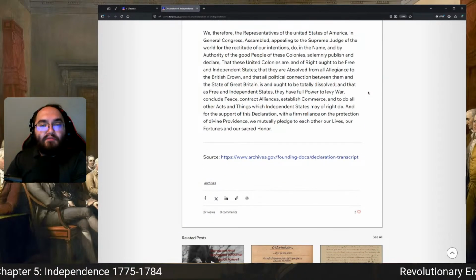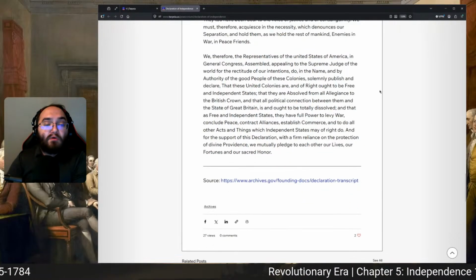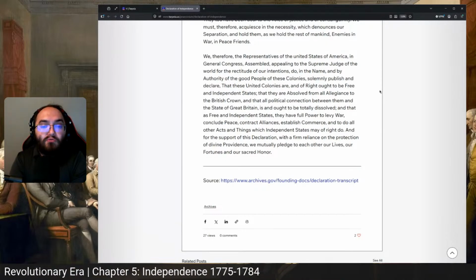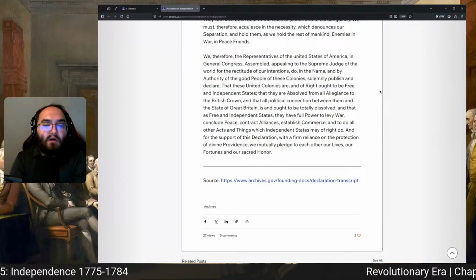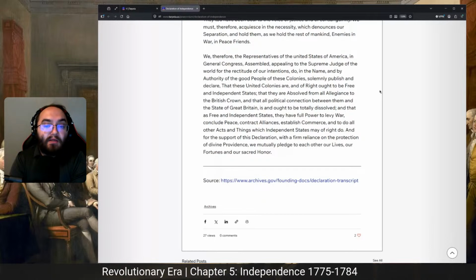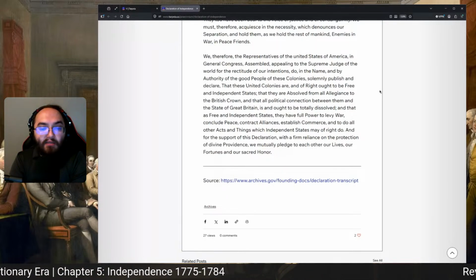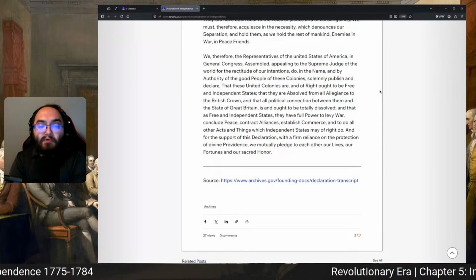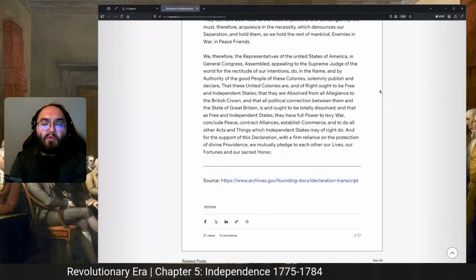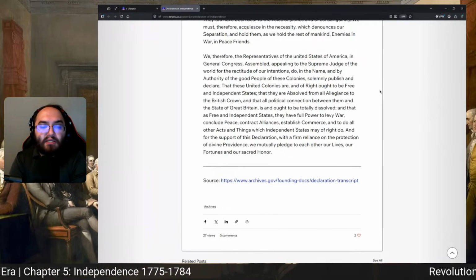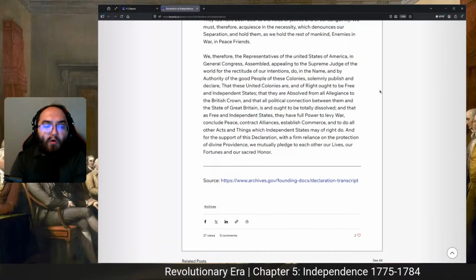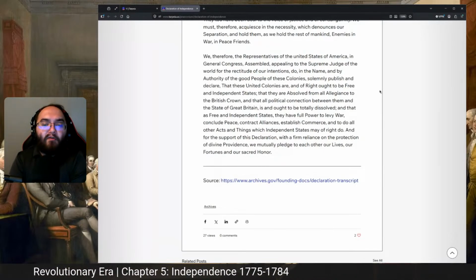We, therefore, the representatives of the United States of America, in General Congress assembled, appealing to the Supreme Judge of the world for the rectitude of our intentions, do, in the name and by authority of the good people of these colonies, solemnly publish and declare that these united colonies are, and of right ought to be, free and independent states, and that they are absolved from all allegiance to the British Crown, and that all political connection between them and the state of Great Britain is and ought to be totally dissolved, and that as free and independent states, they have full power to levy war, conclude peace, contract alliances, establish commerce, and to do all other acts and things which independent states may of right do.